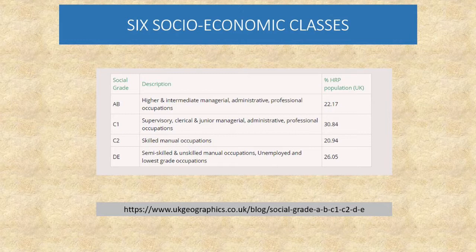And that's 22% of the population. And then you've got C1, which is supervisory, clerical, junior managerial, administrative, professional occupations. So typically people who work in offices, if you work in admin, you're C1. And again, that accounts for about a third of the population, 30%.